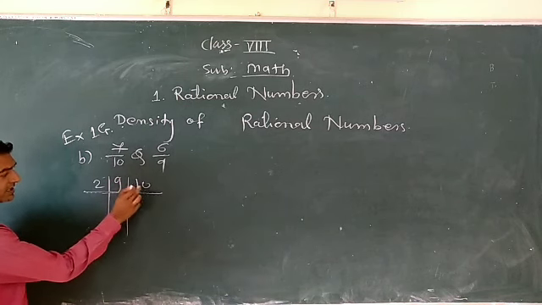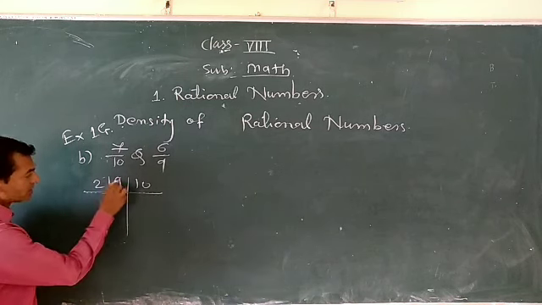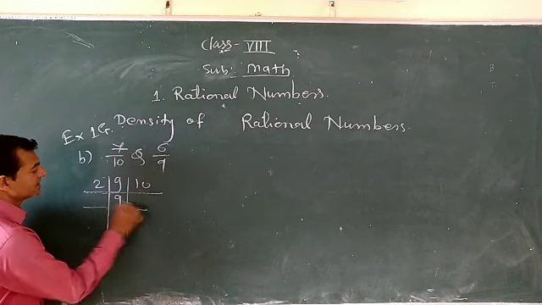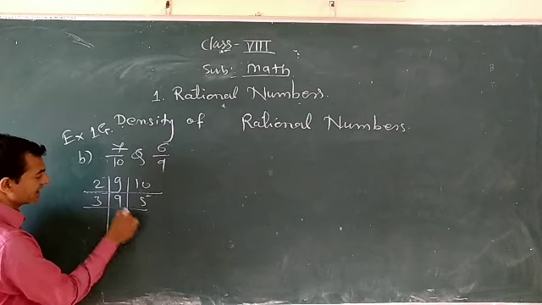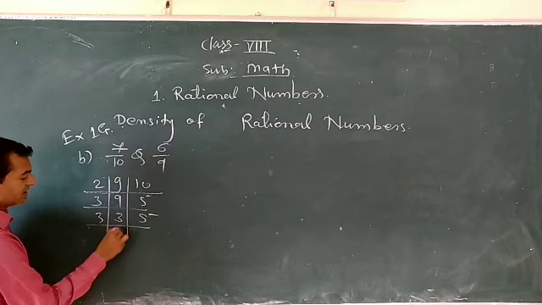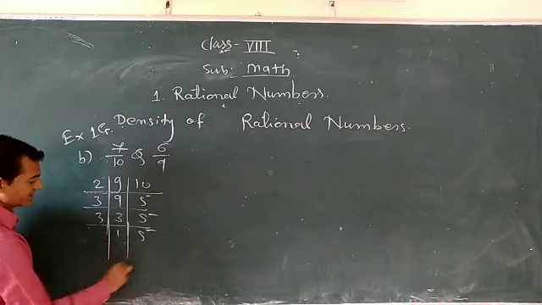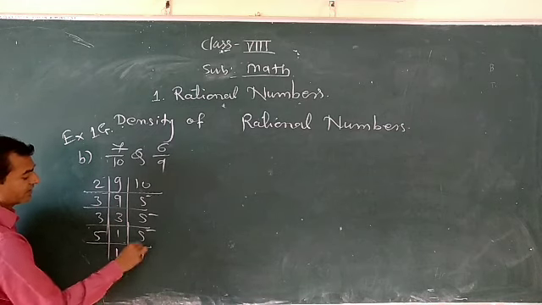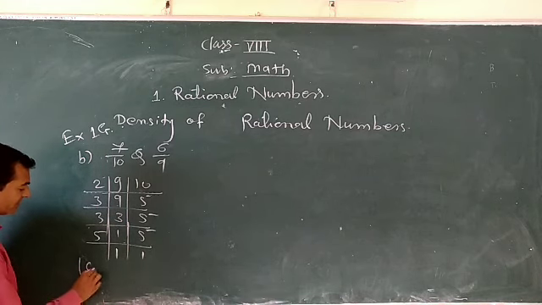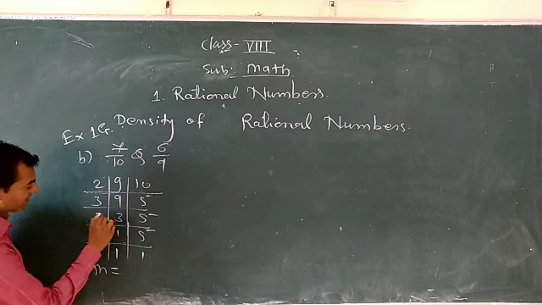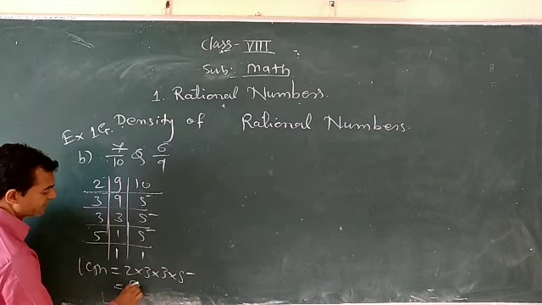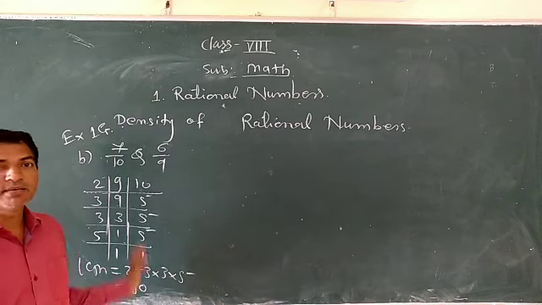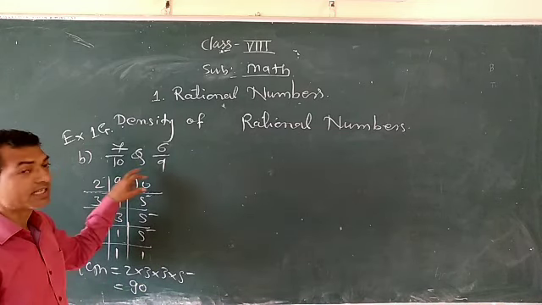Ten is divisible by 2, but 9 is not divisible, so it remains as it is. 2 fives are 10. Again, 3 threes are 9, this is not divisible by 3. 5 as it is. So in this way LCM is equal to 2 into 3 into 3 into 5, and you can get 90. So the LCM is 90. So make the denominators 90.